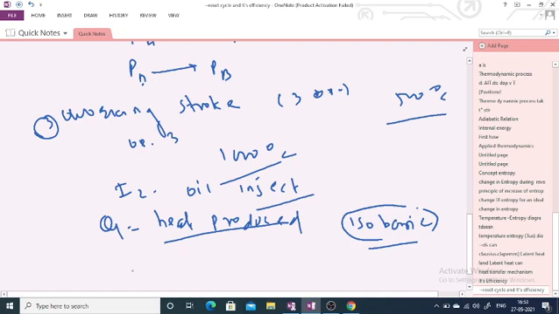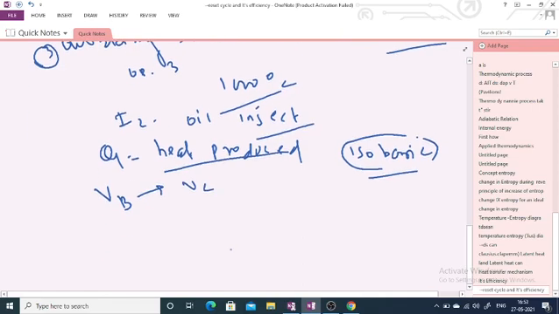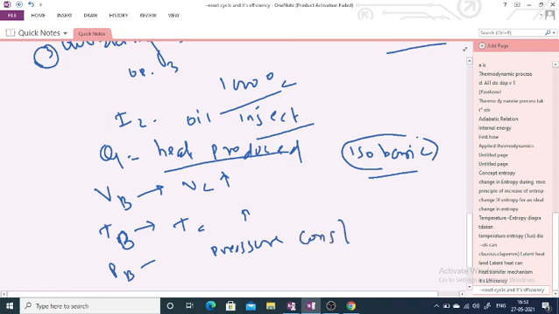So temperature increases and volume increases. In this case, the volume increases from VB to VC and the temperature increases from TB to TC, while the pressure P remains constant.